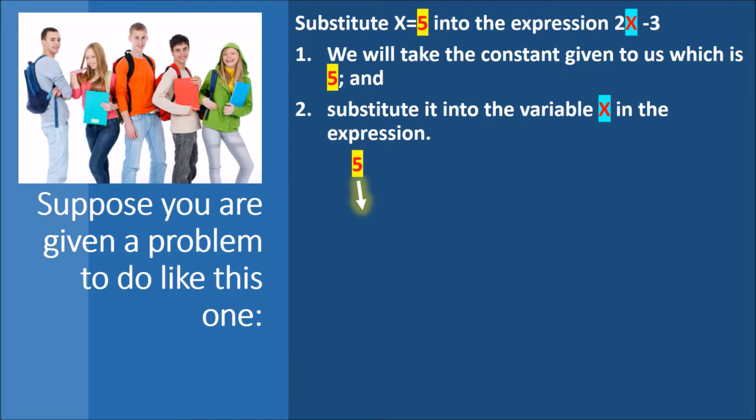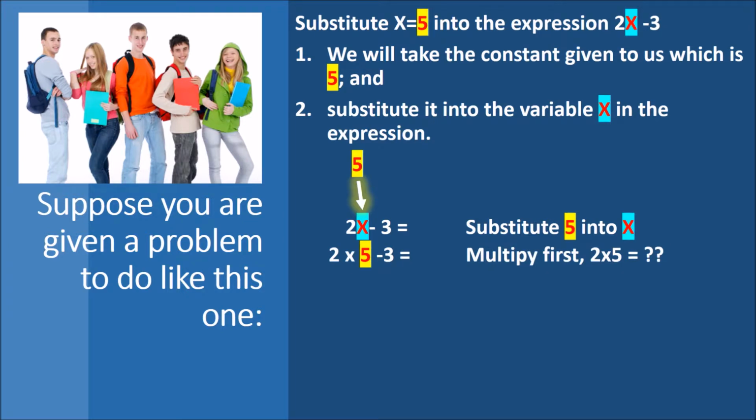So the second thing I'm going to do is I'm going to substitute that 5 into the variable x in the mathematical expression. So here I have my 5, and it's going to be substituted into the x of 2x minus 3. So I substitute 5 into x. And so when I do that, remember 2x really means 2 times x. And so when I put that 5 into x, I get 2 times 5 minus 3.